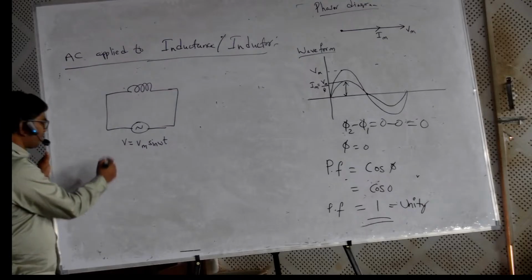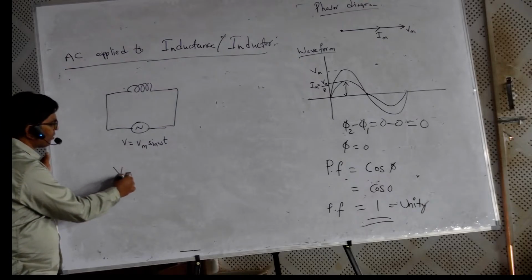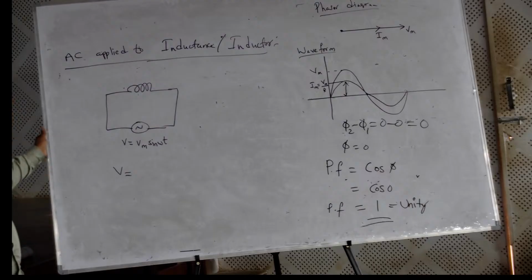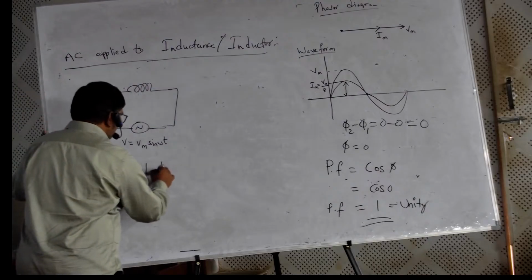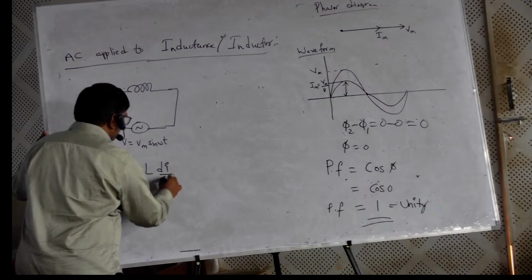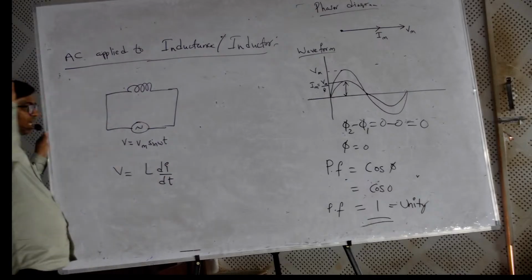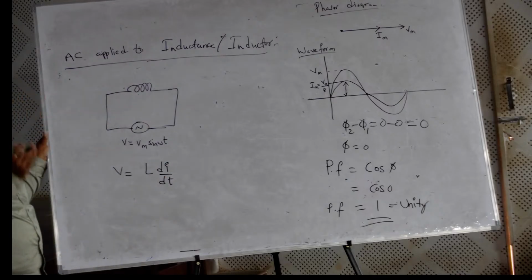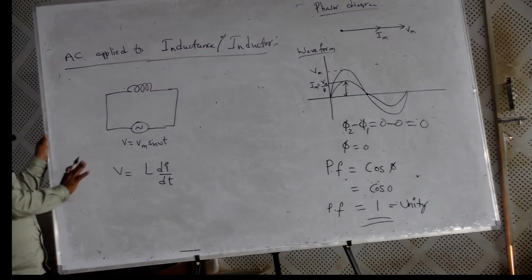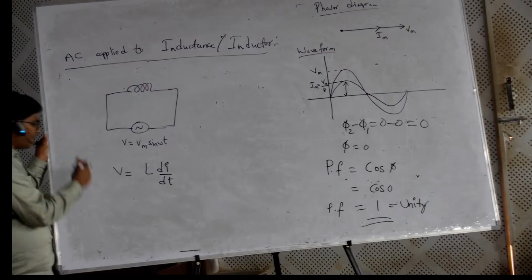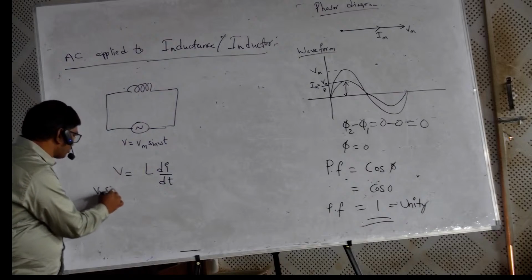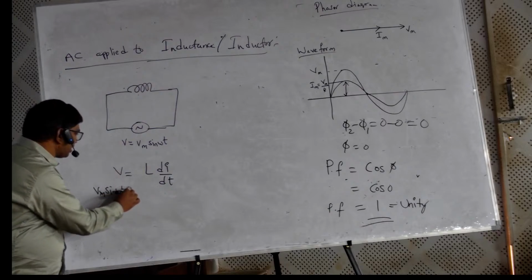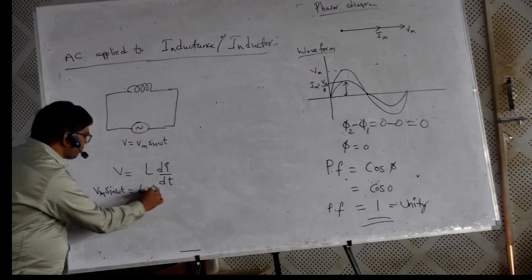What is the formula for voltage in an inductor? V is equal to L di by dt. From Ohm's law, for the resistor we have written V is equal to IR. Same here also, V is equal to L di by dt. Now what is V with respect to the AC circuit? Vm sin omega t is equal to L di by dt.